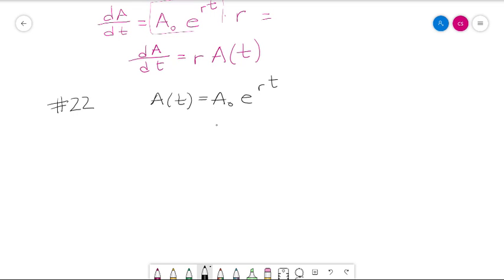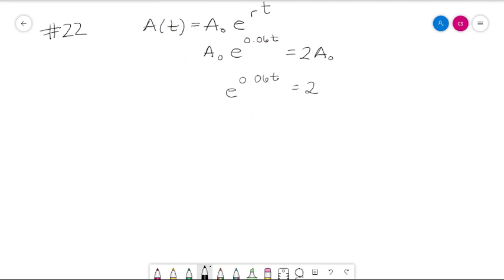Well, if this is our original amount, this is our interest rate, what would double our original amount be? Twice that, so 2 times a naught. And now this is just an exponential equation we have to solve. So let's isolate this expression. So divide out by a naught. They actually cancel. Okay. And then we'll take the natural log of both sides. And we do that so we can bring down that exponent. And what's the natural log of e? It's 1.